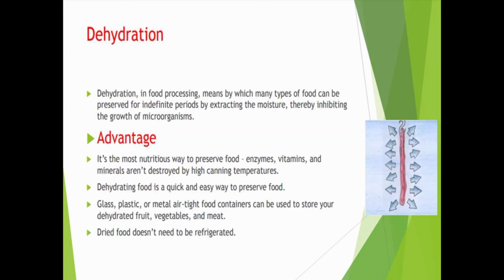Next, dehydration. Dehydration in food processing is a means by which many types of food can be preserved for indefinite periods by extracting the moisture, thereby inhibiting the growth of microorganisms. Advantages: it is the most nutritious way to preserve food. Enzymes, vitamins, and minerals aren't destroyed by high canning temperatures. Dehydrating food is a quick and easy way to preserve food. Glass, plastic, or metal airtight food containers can be used to store your dehydrated fruit, vegetables, and meat. Dried food doesn't need to be refrigerated.